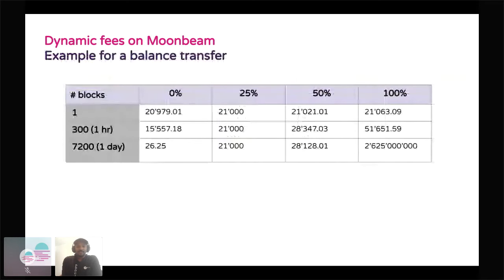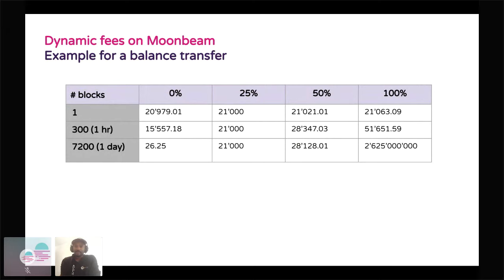So as an example, just for you to understand a bit more what would be the impact, I took an example of a simple balance transfer. This balance transfer has been designed to only cost 21,000 gas. This is the same thing for Ethereum also. And basically, those 21,000 gas, if we have a fill ratio of 25% on the previous block, it will be the same. It will still be 21,000. So this is what you can see here.